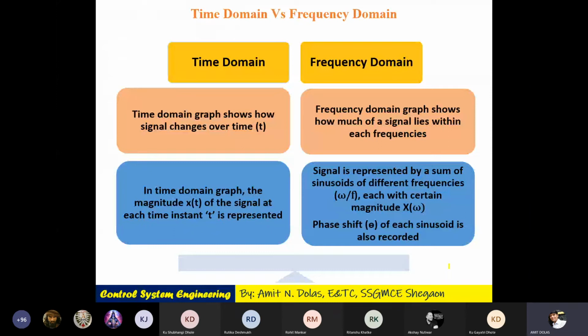We'll move further. We'll see what the difference is between time domain and frequency domain. Generally, whenever we talk about time domain it is related to time, and frequency domain is related to frequency. This is the short answer.